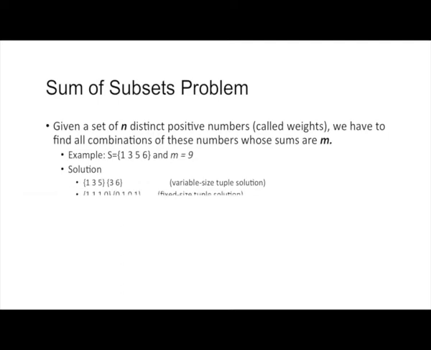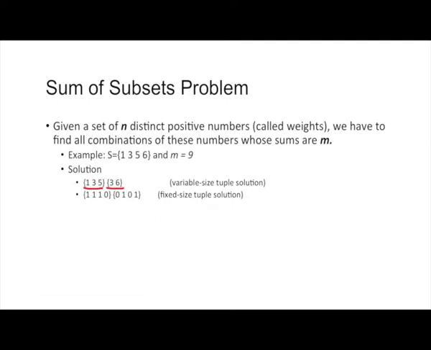There are two ways of giving the solution, this set of combinations for the sum of subsets problem. One is referred to as a variable size tuple solution and the other is a fixed size tuple solution. Now in the first example you can see the size of the sets is variable. The first set includes 1, 3 and 5 and the second solution set includes 3 and 6. So the size of these sets is variable.